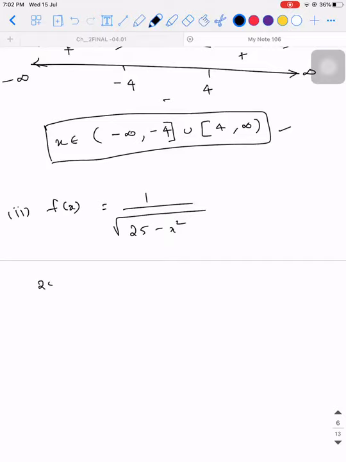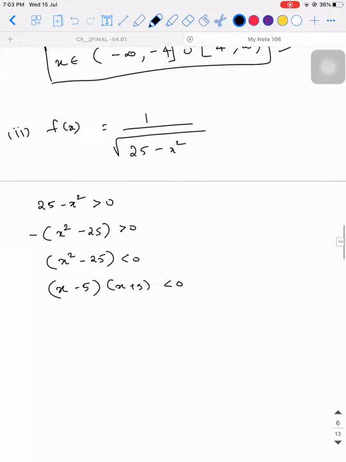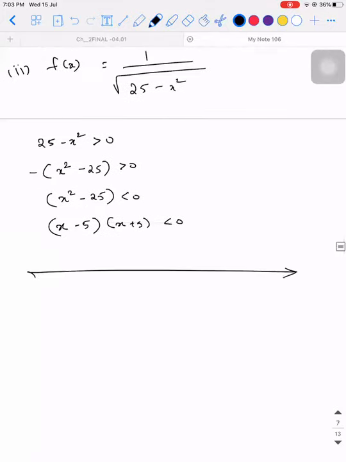So for this function to be defined, the square root in the denominator, should it be greater than or equal to 0 or strictly greater than 0? Only greater than 0. So you would have forgotten this. Take out the minus: 25 minus x square is greater than 0. When you multiply with a minus sign, x square minus 25 will be less than 0. Then (x minus 5) into (x plus 5) is less than 0. Number line, minus infinity to plus infinity. Checkpoints: minus 5 and plus 5.